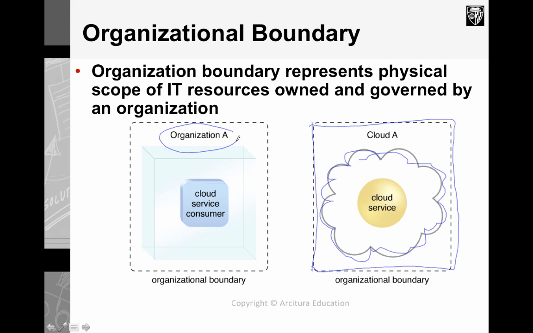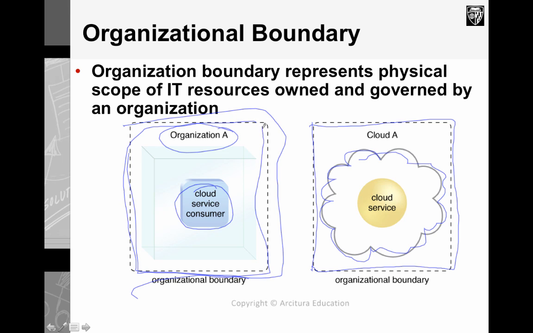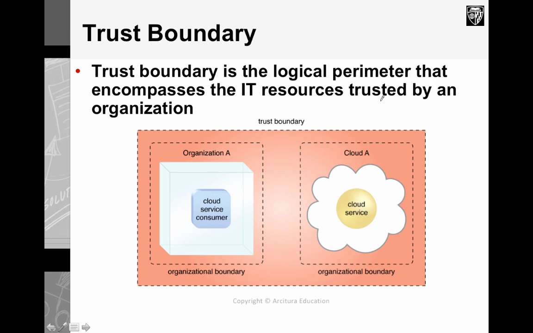There's an organization A that is a cloud service consumer, that's a cloud consumer, and they have their own boundary also. So everybody has their own boundary. Everything that's happening within organization A is within this boundary, and everything that's happening within the cloud provider is within this particular boundary. Well, why does this become important?